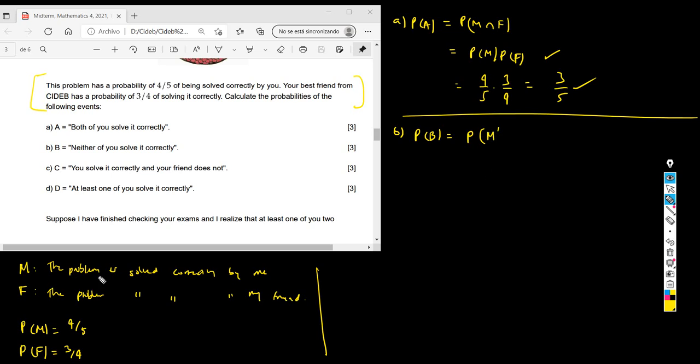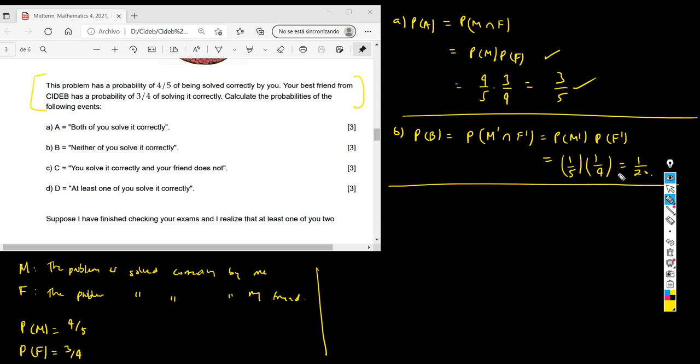You see, if M is the event that the problem is solved correctly by me, then M prime is the problem is solved incorrectly by me. So I need this, and I also need that my friend didn't solve it correctly. Since I already know that M and F are independent, this is the same as the probability of M prime times the probability of F prime. What is M prime? It's 1/5. What is F prime? It's 1/4. And this is 1/20. Period. Simple stuff, if you know what you're doing.